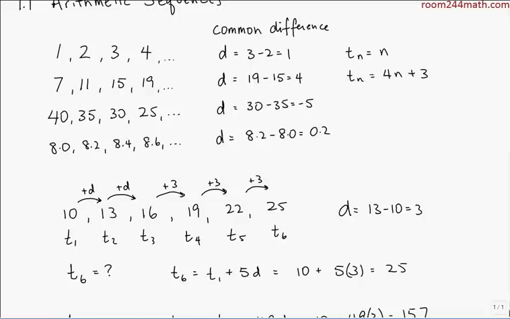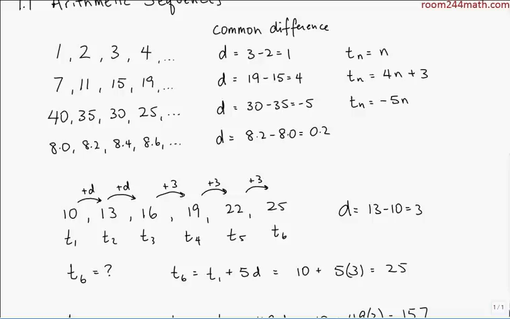That works. If you plug in a value of 2 for n, you should get t2, the second term in the sequence. 4 times 2 is 8 plus 3 is 11, etc. In that way, you can check very quickly whether it's the right general term that you've calculated. Let's do the next one.